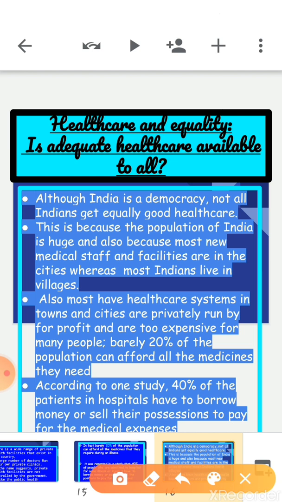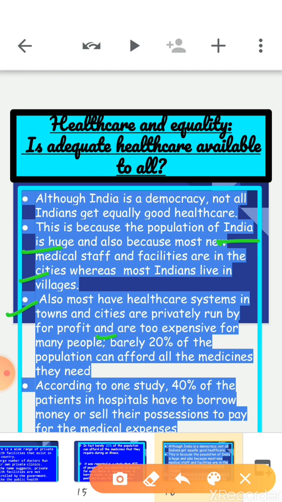Now the reason is that the population of India is huge. As I said, not all Indians get equally good healthcare. This is because the population of India is huge, and also because most of the new medical staff and facilities are in the cities, whereas most Indians live in villages. Most healthcare systems in towns and cities are privately run for profit, and these facilities are too expensive for many people.